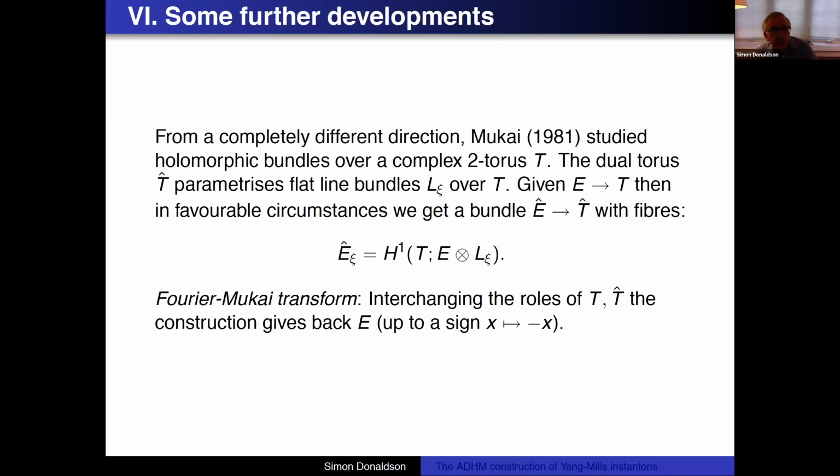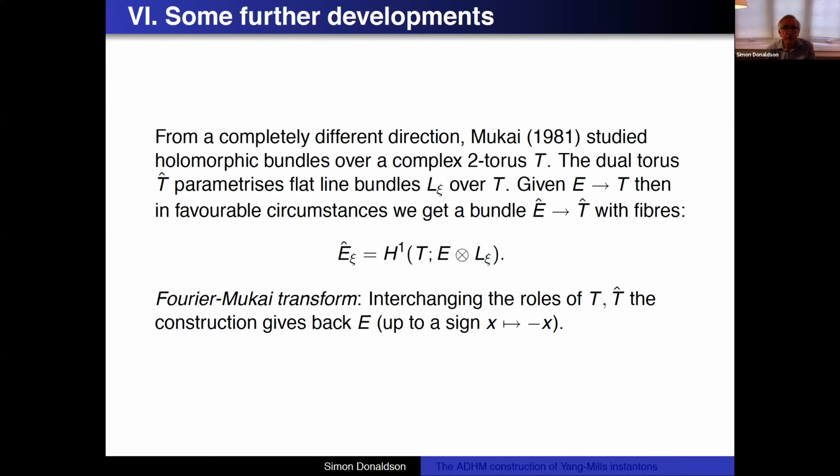And one of these goes back to Mukai, published in 1981, so more or less at the same time. But this was from a completely different direction. Mukai, I think, had no knowledge or interest in instantons at that time, as far as I know. He was studying holomorphic bundles, or more generally sheaves, over a complex torus. Again, his theory applies largely to any dimension, but in the case at hand, we want to take a two-dimensional complex torus, two complex dimensions.